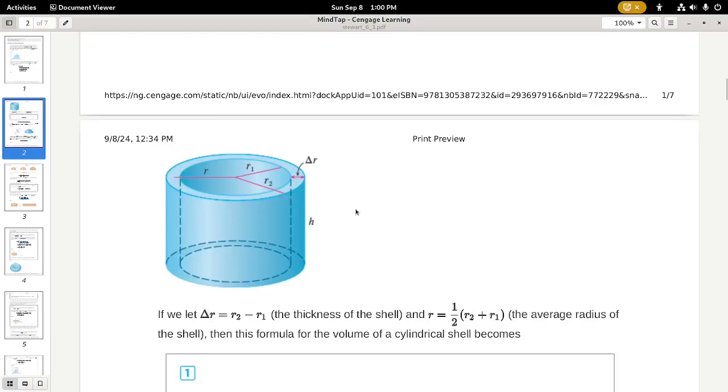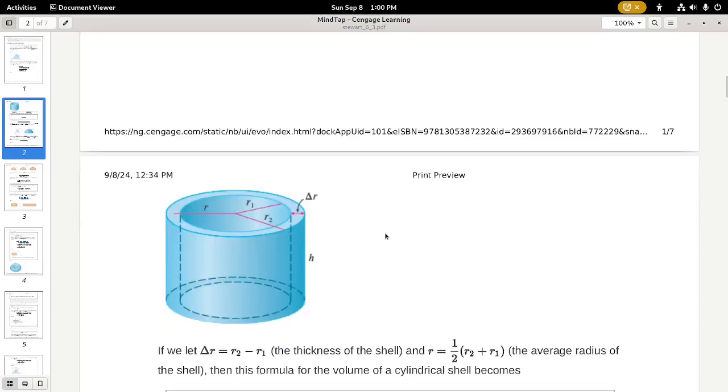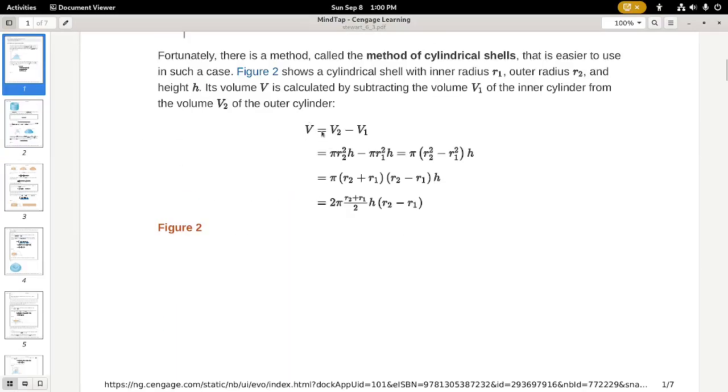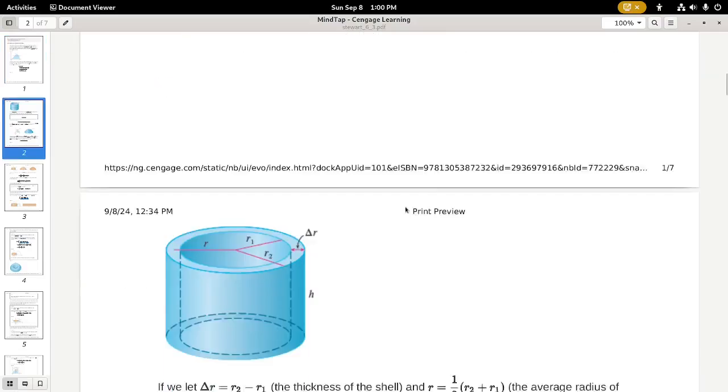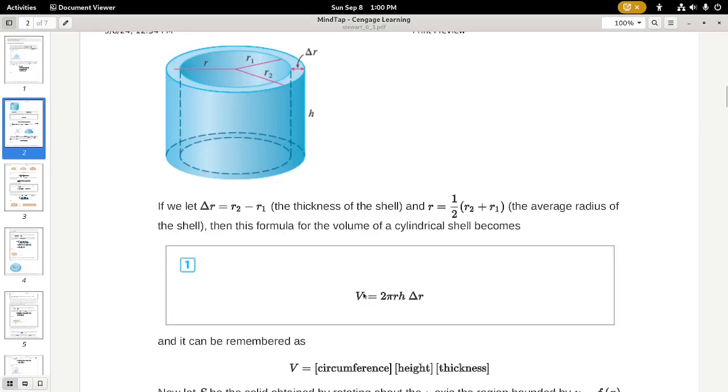So if we call the average of the two radii r and the difference of the two delta r, then what we just showed is that the volume of the cylinder is 2 pi r h delta r. I'll write it down here. The volume of this cylindrical shell with this kind of setup is 2 pi r, average radius, h, height, delta r, difference of the radii. So there's that formula there.